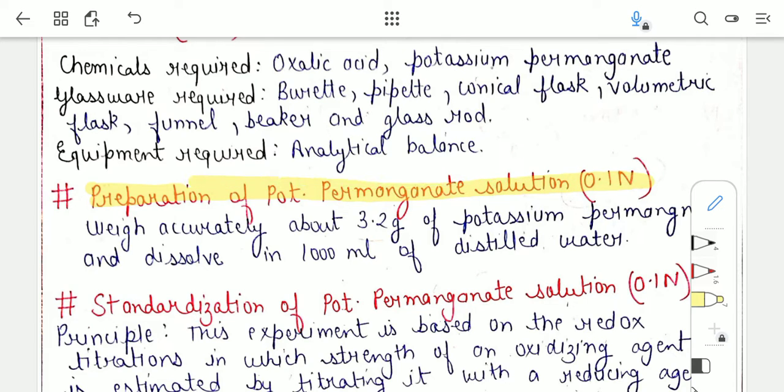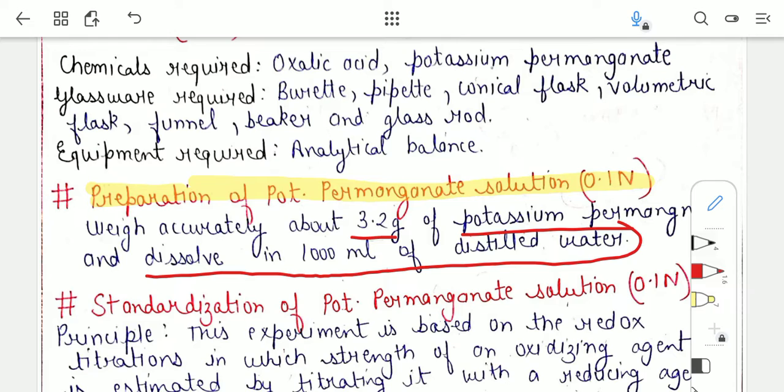strength. Okay, so what do we have to do? We have to weigh accurately about 3.2 grams of potassium permanganate and then dissolve it in 1000 ml of distilled water. Okay, so let us now understand why exactly we have to take 3.2 grams of potassium permanganate.